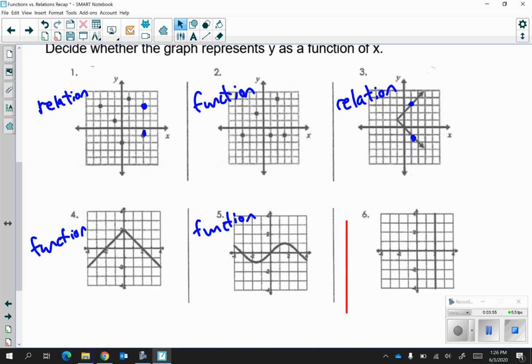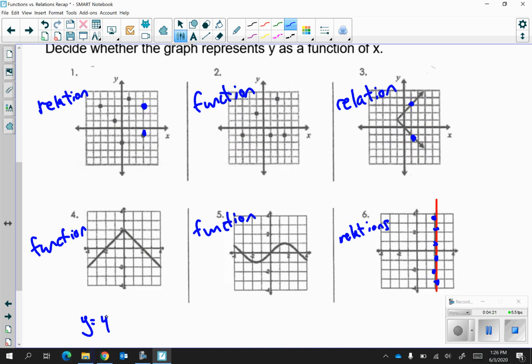Now, the last one is a vertical line itself. It should make sense that a vertical line will not pass the vertical line test because it hits the vertical line at every single point. So we say that vertical lines are not functions, they are just relations. So keep in mind when you see y equals 4, for example, that's a function. That's going to be a horizontal line. But if you were to have x equals 4, that is not a function because that's going to be a vertical line.